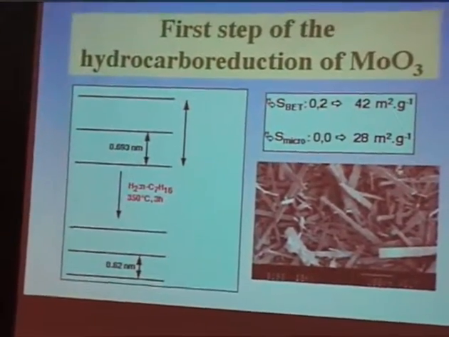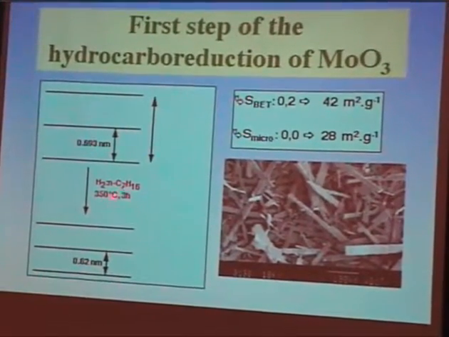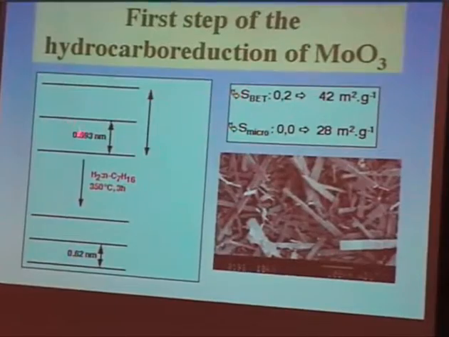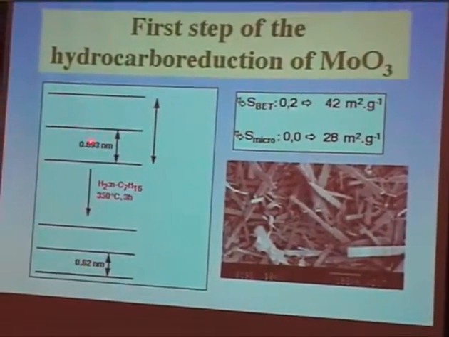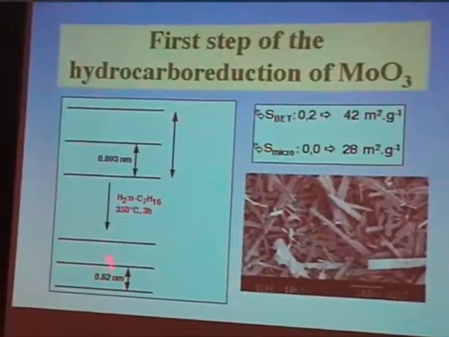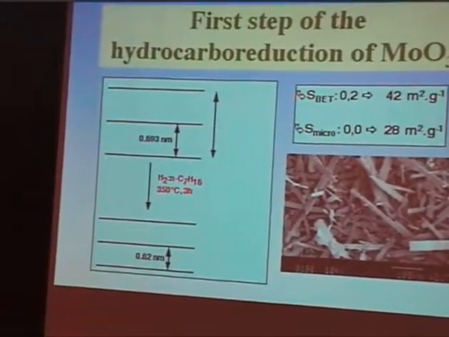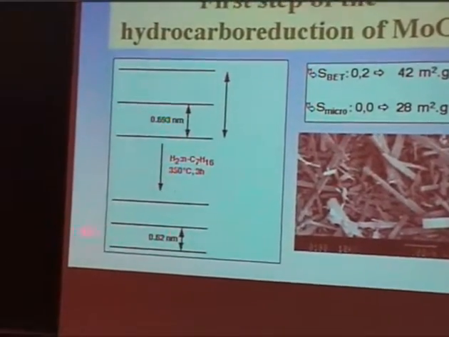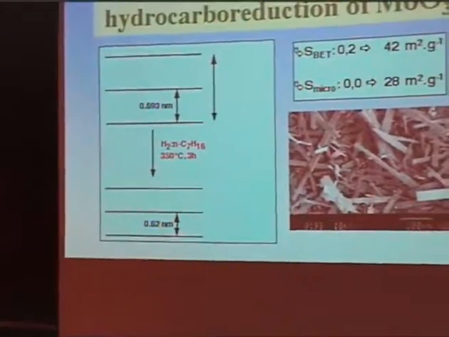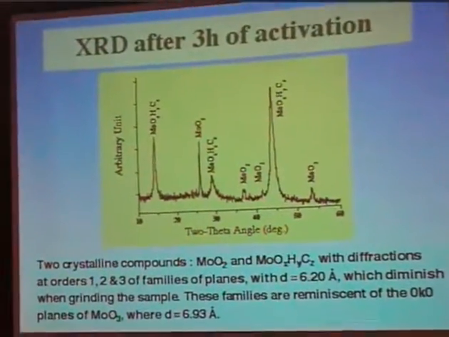And when we look at different parameters that we shall see later, we can see that in fact, after 3 hours of treatment, the only real difference is that we have a shrink of the layers of MoO3 in this direction, from this dimension to this one, and at the same time, an amorphization in this direction. And you can see that on this X-ray diffraction.